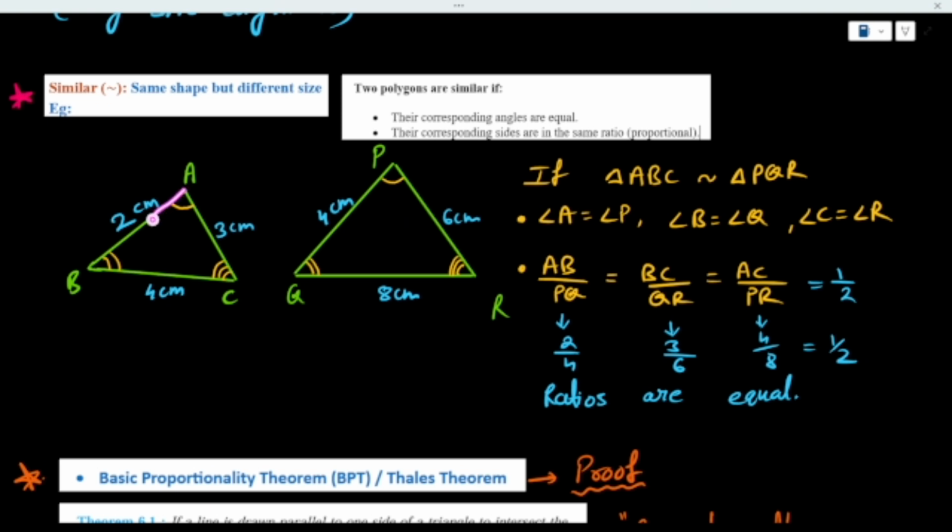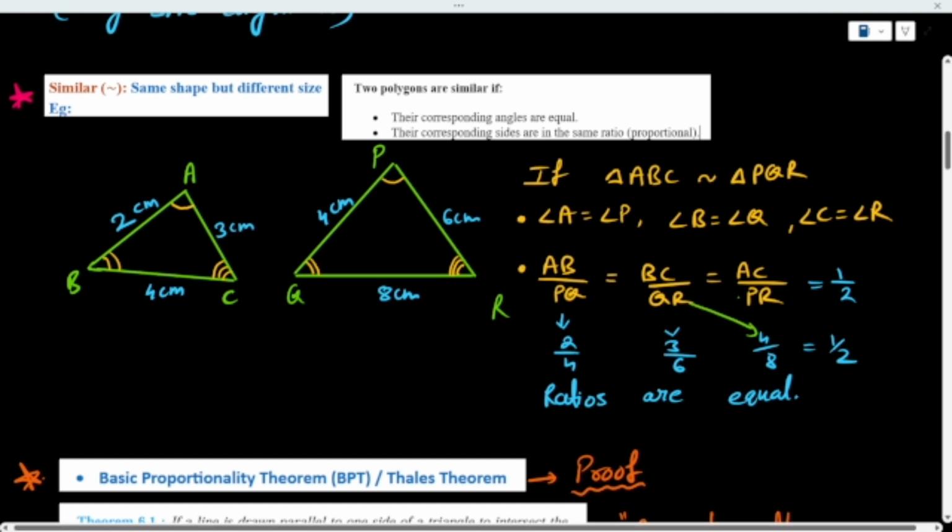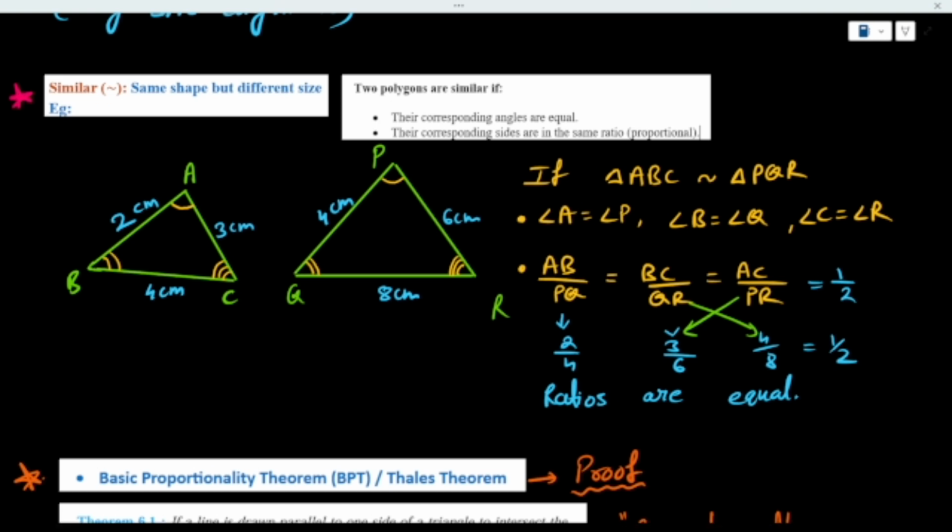If I take AB by PQ, what is the ratio here? 2 by 4, which is half, right? I have written 2 by 4 because you are taking the ratio. AB is to PQ is 2 is to 4. Then BC to QR, if you see, is 4 is to 8, which is 4 by 8. Write here BC by QR is 4 by 8, AC by PR is 3 by 6. And if you see each ratio, you are going to get half, right?